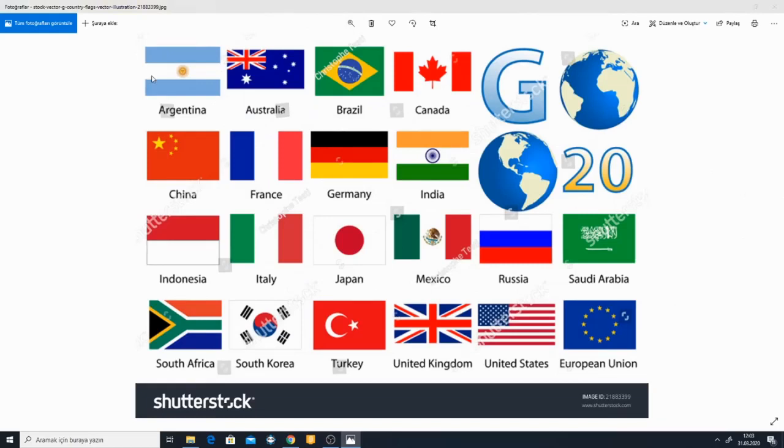These are different countries' flags: Argentina, Australia, Brazil, Canada, China, France, Germany, India, Indonesia, Italy, Japan, Mexico, Russia, Saudi Arabia, South Africa, South Korea, Turkey, United Kingdom, United States, European Union.